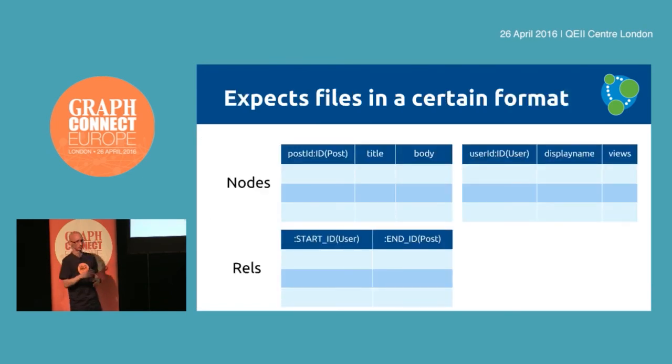So we're running this for the whole of the Stack Overflow dataset. All the metadata of Stack Overflow is going to be in a Neo4j database once the script is run. This is what the files look like. This is the format you need to give it.